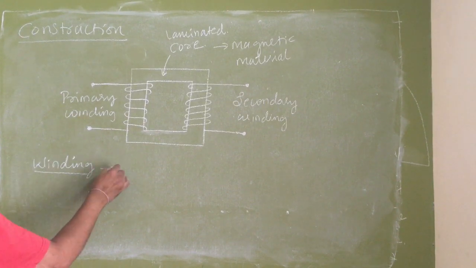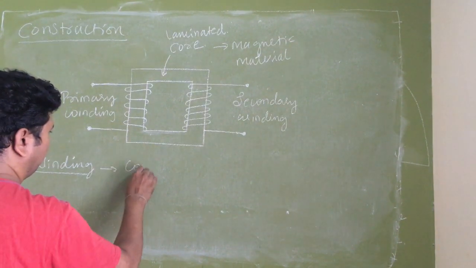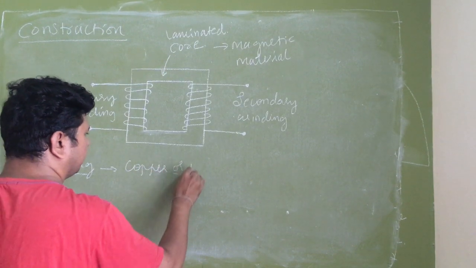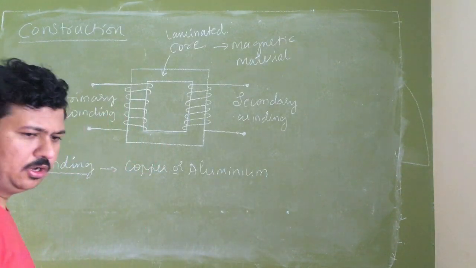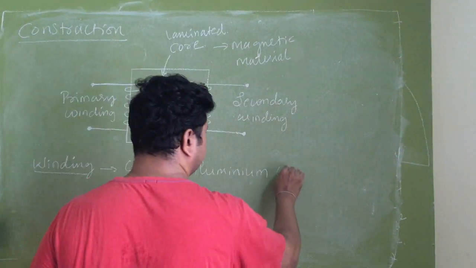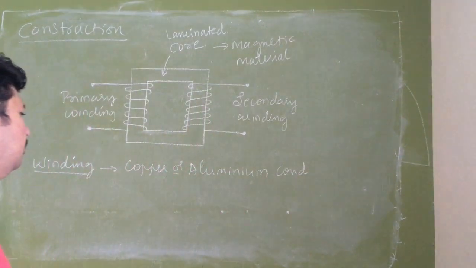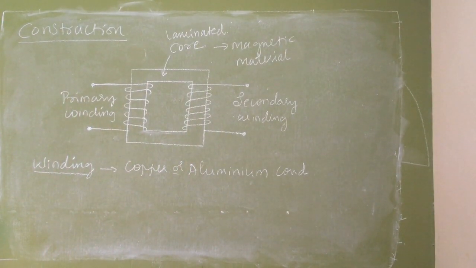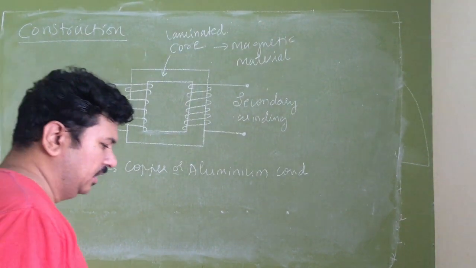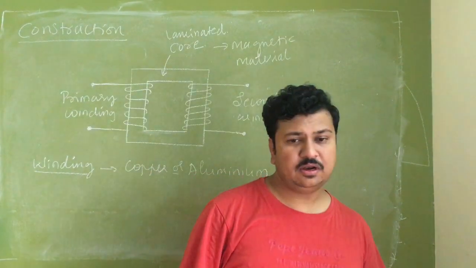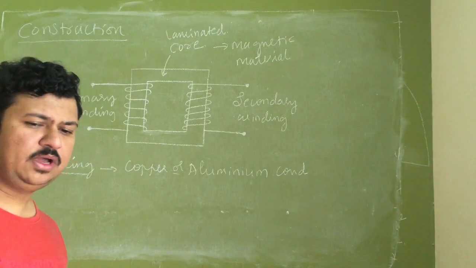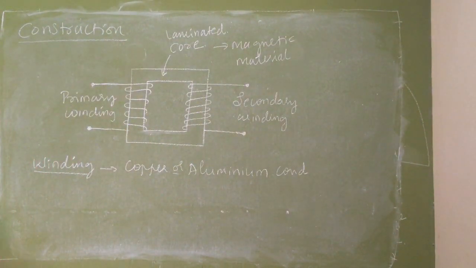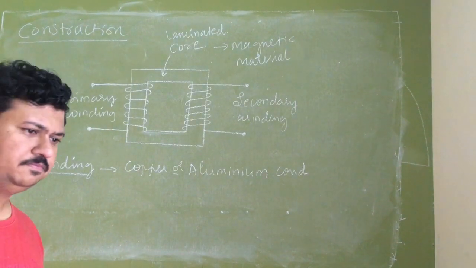So winding is made up of copper or aluminum conductors, wound in the form of turns. I told in yesterday's lecture that why don't I keep the wire stretched, because the flux produced will be limited. When I keep that wire in the form of a coil or winding, the flux produced will be more, therefore induction will be more.